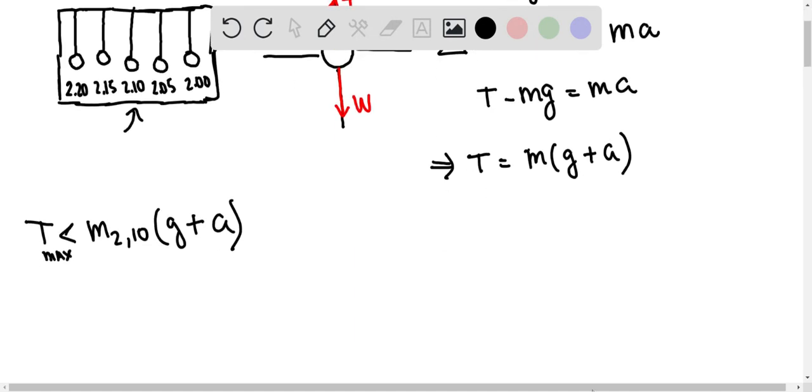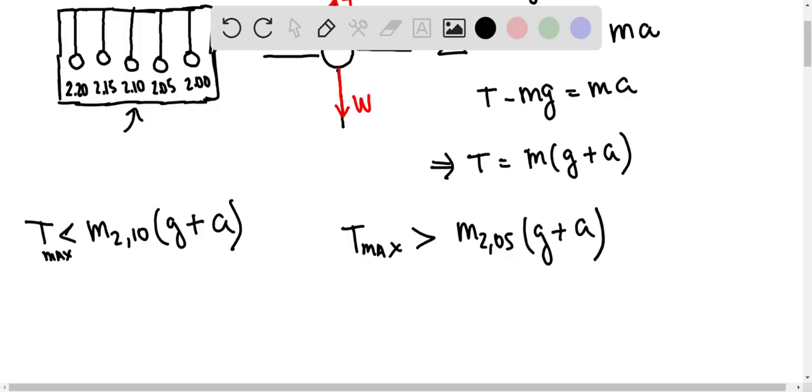And we also have a similar condition: since the string didn't break for the 2.0 kilogram mass, we know that the required tension to accelerate that mass was less than 22.2 newtons. So we will have that the tension is greater than the product of the mass of 2.05 times the acceleration due to gravity plus the acceleration.